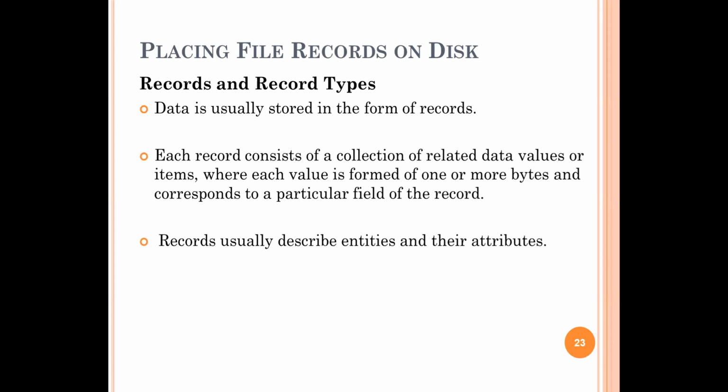So the data is usually stored in the form of records. Record means, in general, rows and columns. With respect to 1,1, that represents a particular cell. If you say 5,4, that represents a particular cell in the 2-dimensional axis. Each record consists of a collection of related data values or items, where each value is formed of 1 or more bytes and corresponds to a particular field of the record. So a particular field is called an entity.